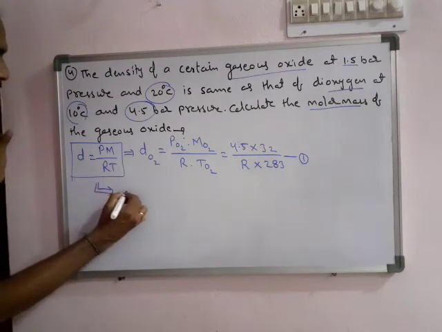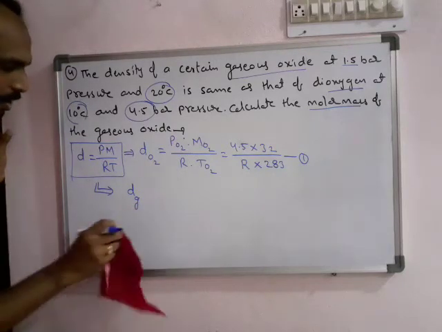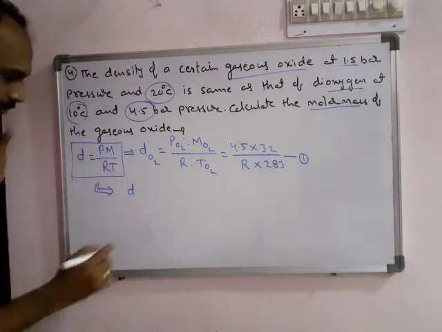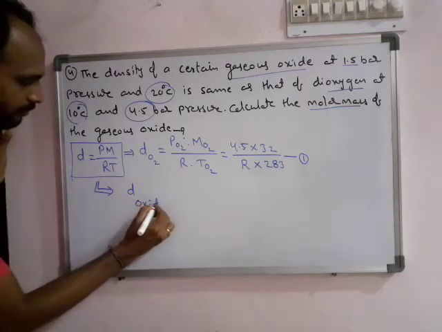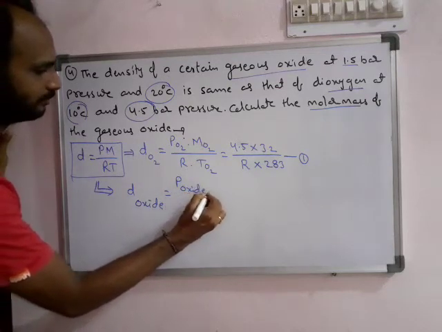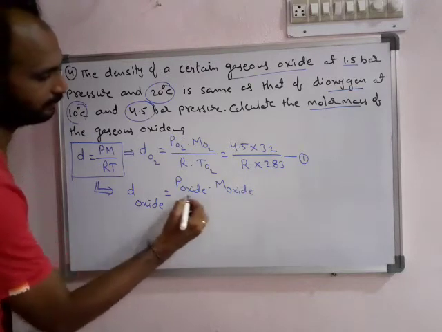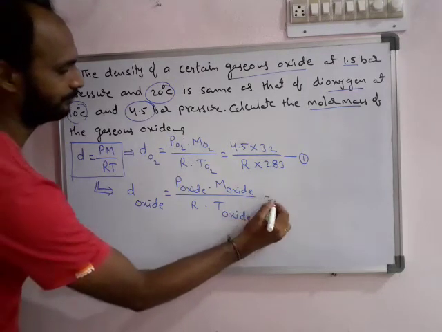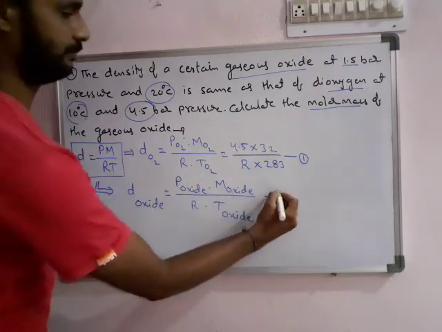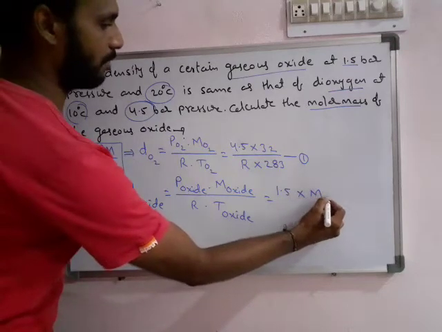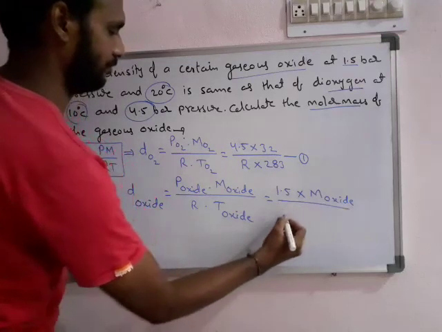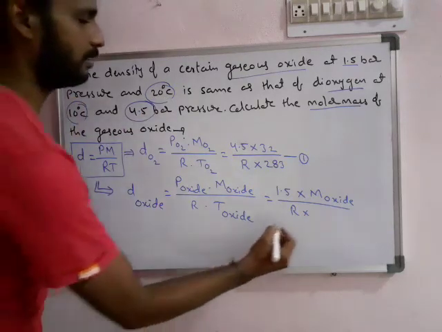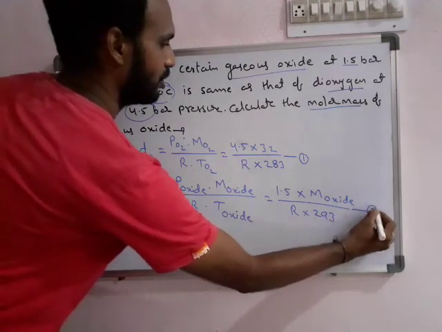Now write the density of the oxide. Whatever the gas, here we are writing it as oxide. So density of oxide equals pressure of oxide, molar mass of oxide, R is common for all, temperature of oxide. What is the pressure of the oxide? 1.5. We need to find the molar mass of the oxide. What is the temperature of the oxide? 20 degrees. Convert it into Kelvin, that is 293 Kelvin. Say it is equation 2.